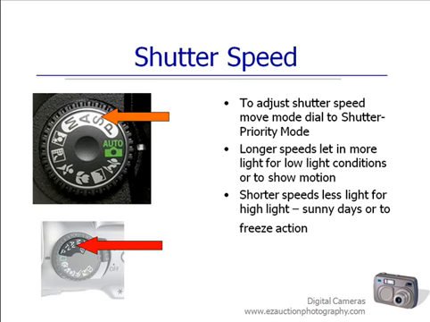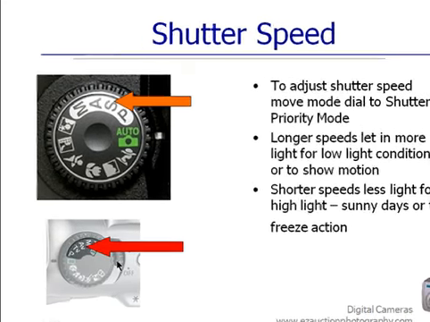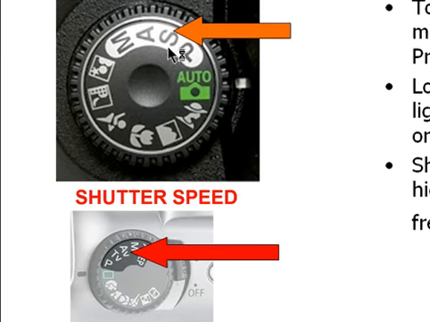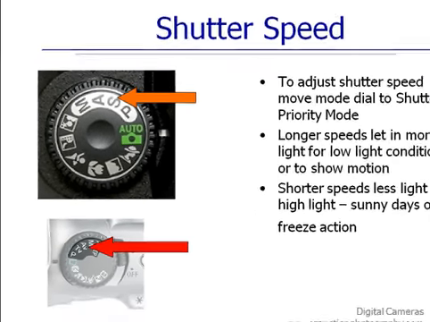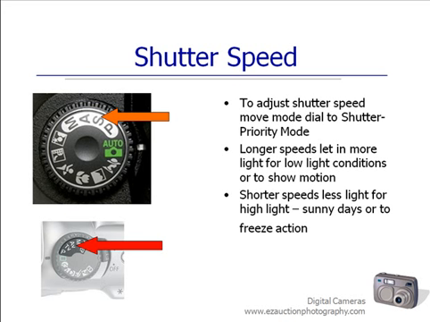Now, when you set these settings on the mode dial, with a Nikon it stands for S, and with a Canon it's Tv, is shutter speed. This tells your camera, I want to have control over the shutter speed, or in other words, how long the exposure is going to be. Do I want it to be a fast exposure or a slow exposure?